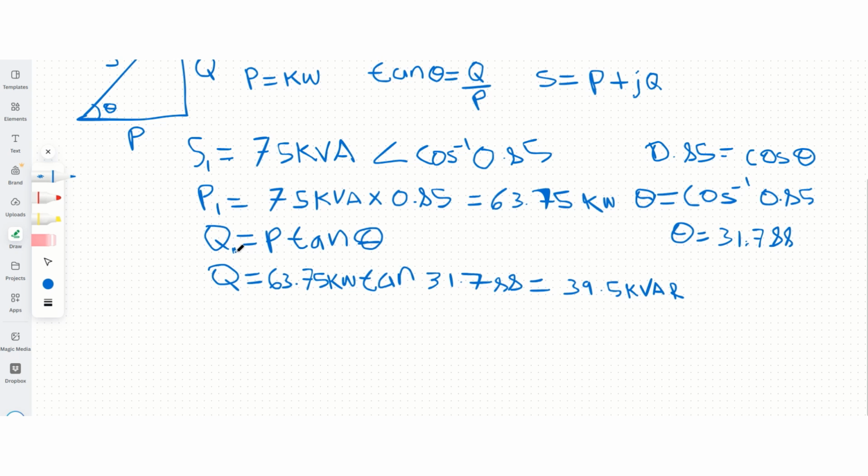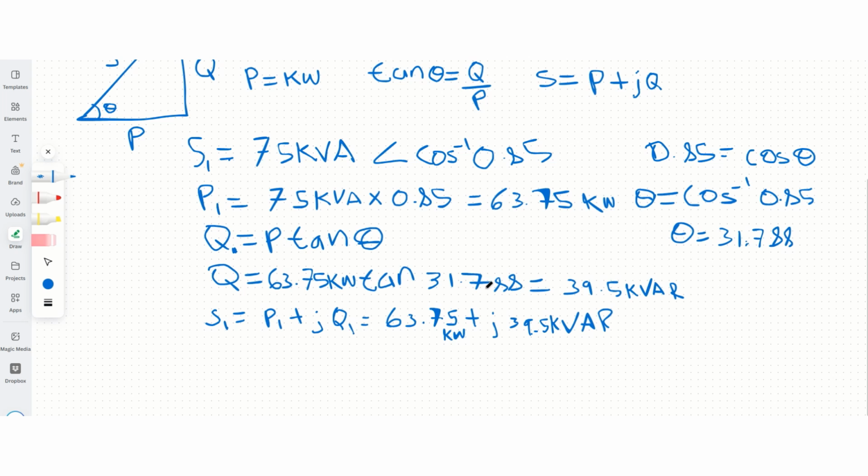So your S1, remember, is P1 plus jQ1, which equals 63.75 kilowatts plus j39.5 kVAR.